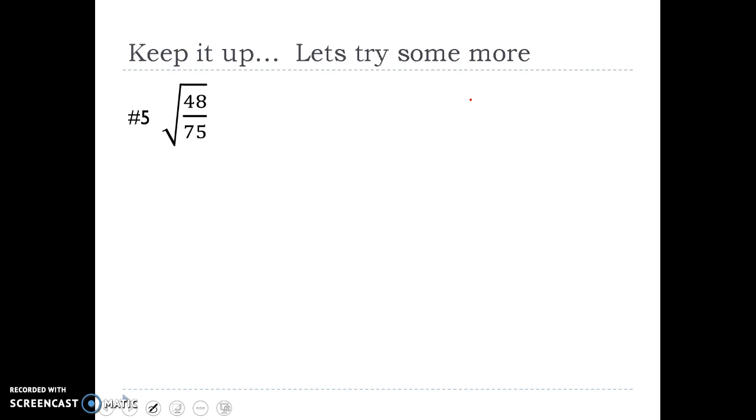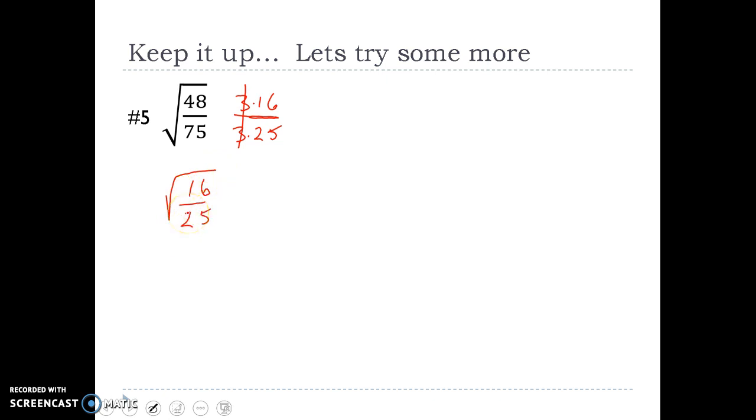I could try to simplify this fraction first, and let's just suppose I did that. If there's some things that maybe go into 75 that also go into 48. One of the things that I can see that works is 48 is 3 times 16, and 75 is 3 times 25. And so these 3's can cancel each other out. And so 48 over 75 is the same thing as 16 over 25, which means the square root of 48 over 75 is the same thing as the square root of 16 over 25.